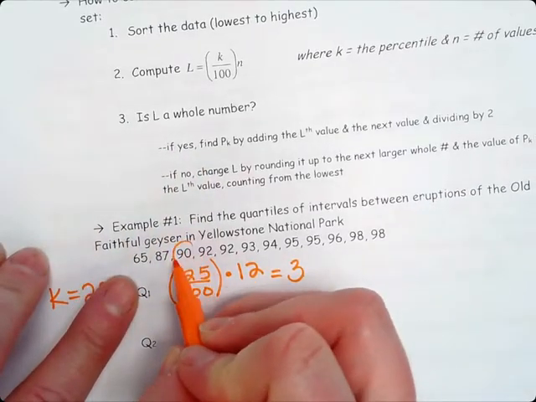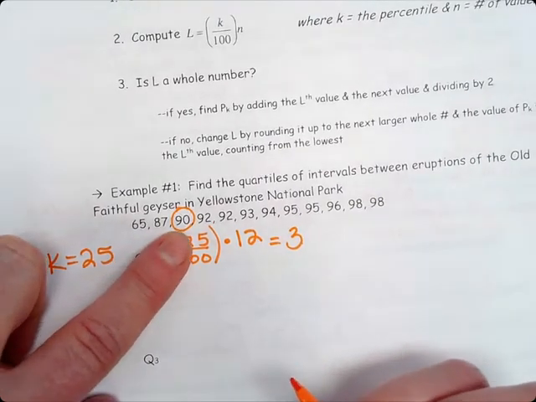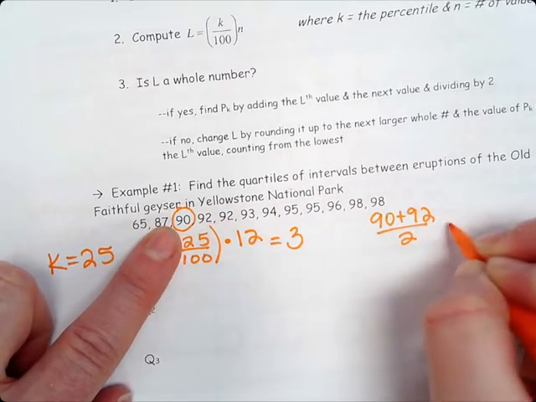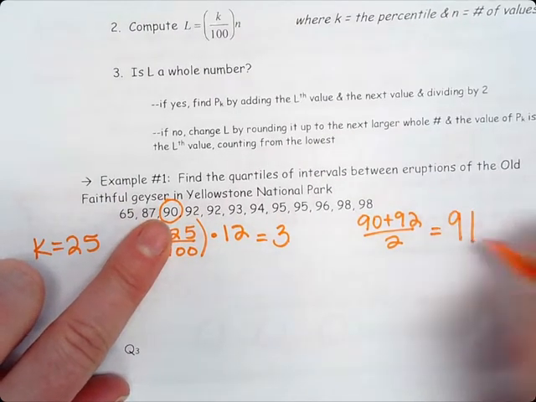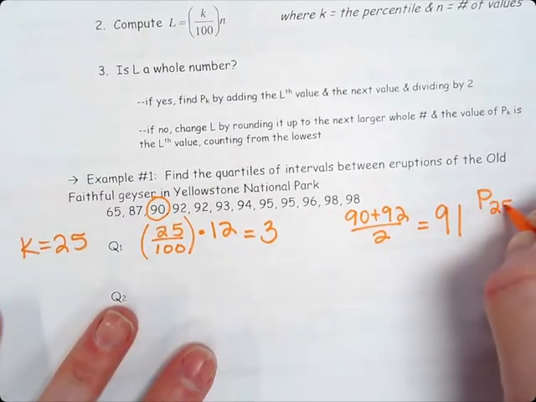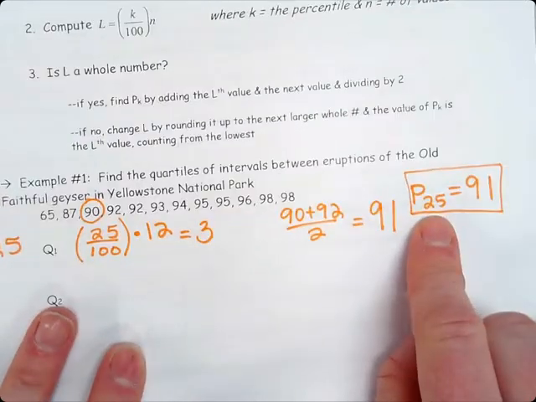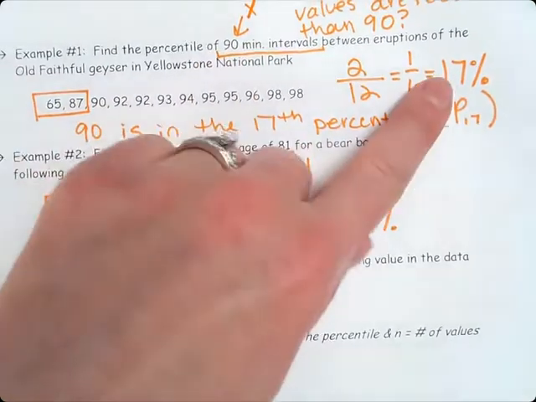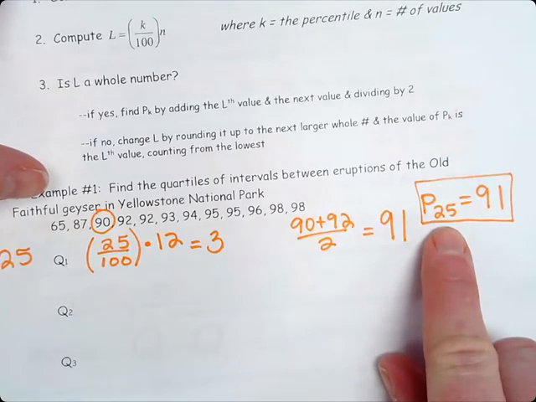So here is our third value, right? That would be right at our 25th percentile. But since it's a whole number, we actually have to add 90 and 92 and divide by 2. So it's actually 91. So P of 25 equals 91. That means the 25th percentile data point is 91. Remember how 90 was at 17th percentile? 91 is at the 25th percentile.